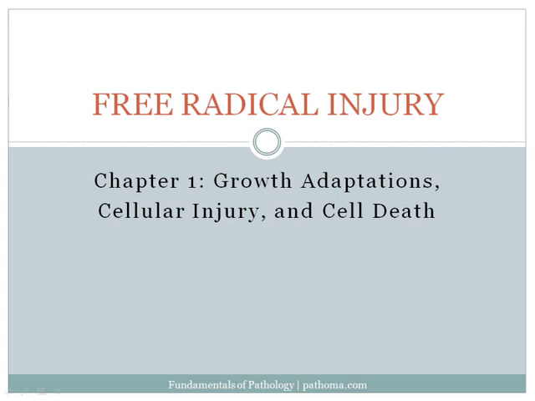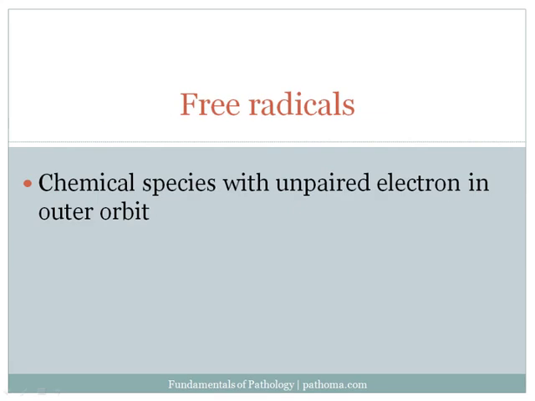This discussion is relatively high yield, and hence the reason why I've made it a separate subsection in your text. All right, before we can begin our discussion of free radicals, we should take a step back and define what a free radical actually is. So a free radical is a chemical species with an unpaired electron in the outer orbit. And it's this unpaired electron that has the ability to induce damage within the cell.